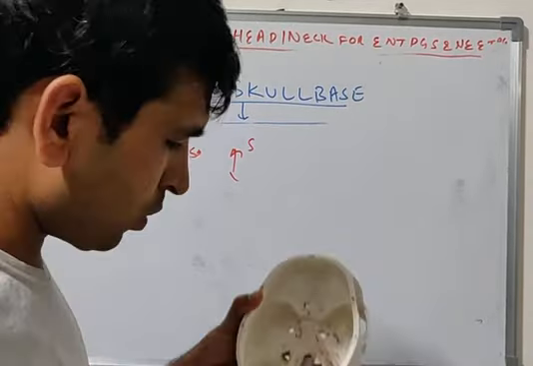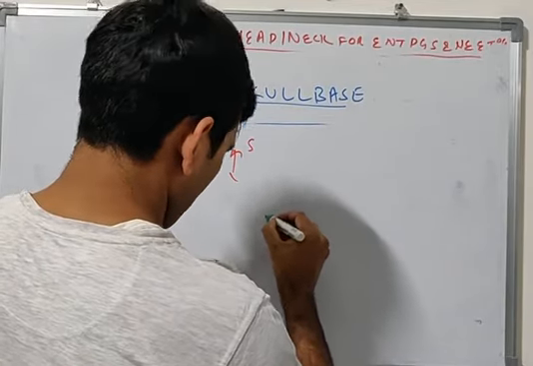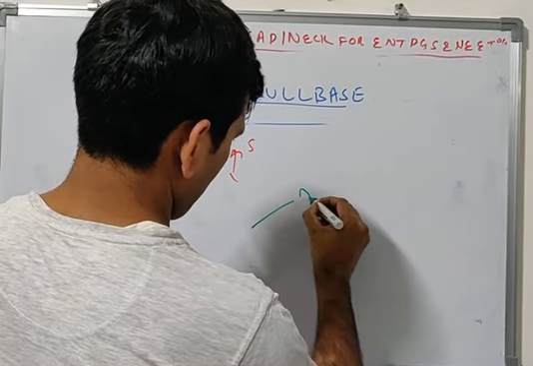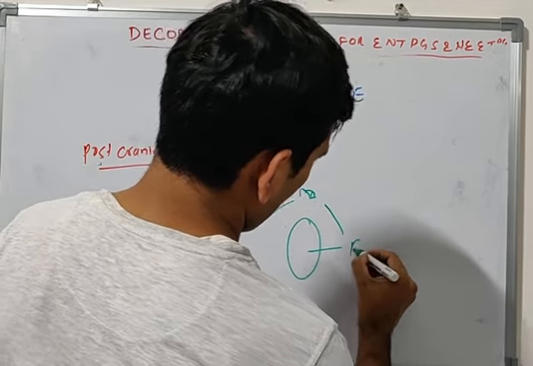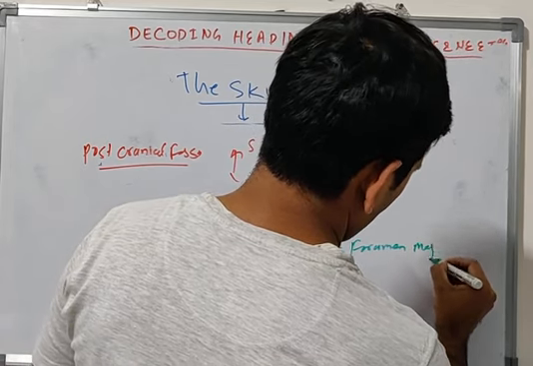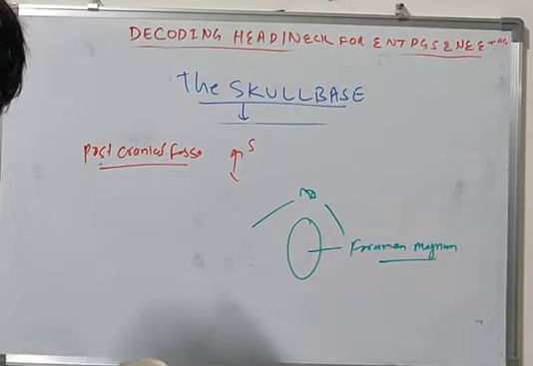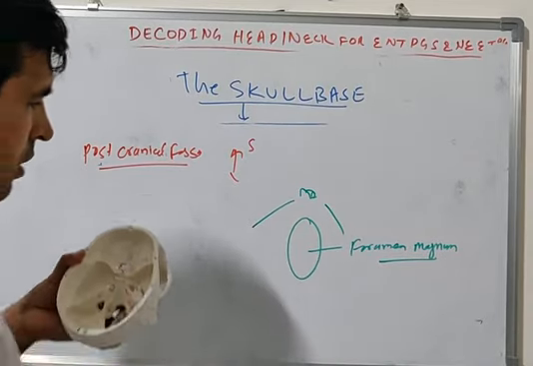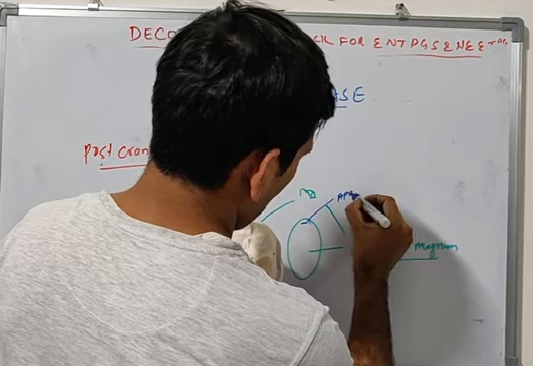Now the structures passing through these, one by one. The largest foramen, if you see, is the foramen magnum. The structures passing through the foramen magnum: this is the apical ligament. If you see, one is the apical ligament.